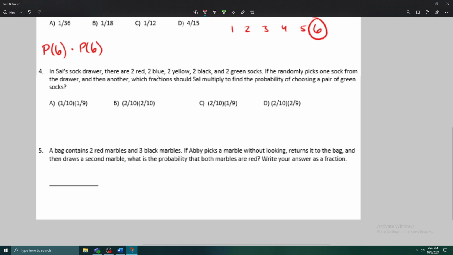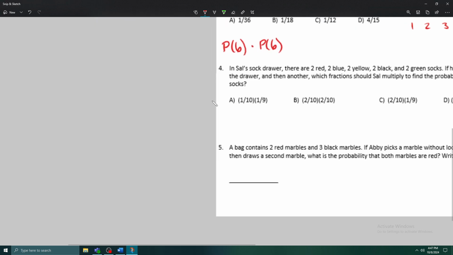In Sal's socks, well, that's a tongue twister. In Sal's sock drawer, there are 2 red, 2 blue, 2 yellow, 2 black, and 2 green socks. If he randomly picks one sock and then another, which fractions should Sal multiply to find the probability of choosing a pair of green socks? Notice that these are what we're going to call dependent events. Dependent events are situations where this is not true, right?